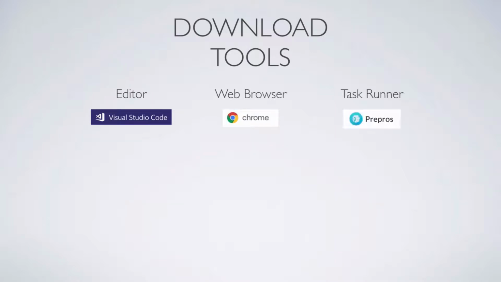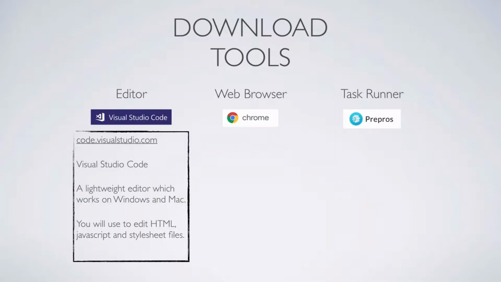So let's quickly talk about the tools that you're going to need to download in order to follow along with this tutorial. You're going to need an editor, a web browser, and a task runner. The editor I've chosen is the Visual Studio Code environment. You can download it at code.visualstudio.com. It's a lightweight editor. It runs both on Windows and Mac, and we're going to use it to edit HTML, JavaScript, and style sheets.